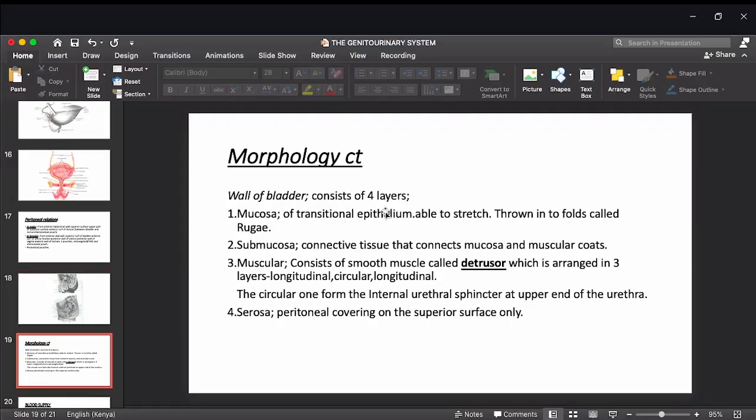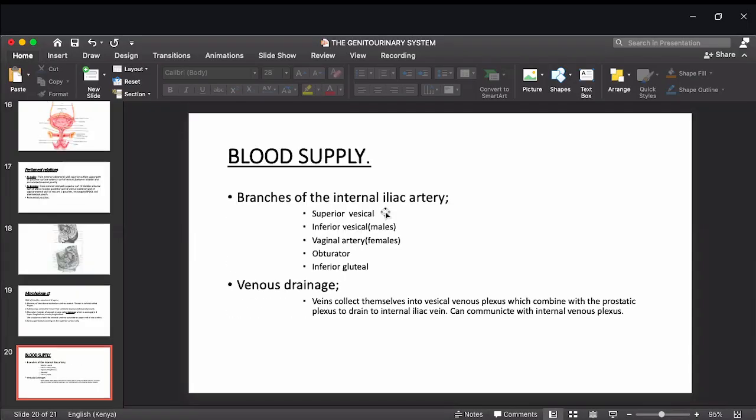The wall of the bladder has 4 layers: the mucosa, the submucosa, the muscular layer, which we said is called the detrusor muscle, which has 3 layers: longitudinal, circular, and longitudinal. So not circular, longitudinal, circular. It's longitudinal, circular, longitudinal. The circular one is the one that also forms the internal sphincter of the bladder. Then we have the serosa that is covered by the peritoneum.